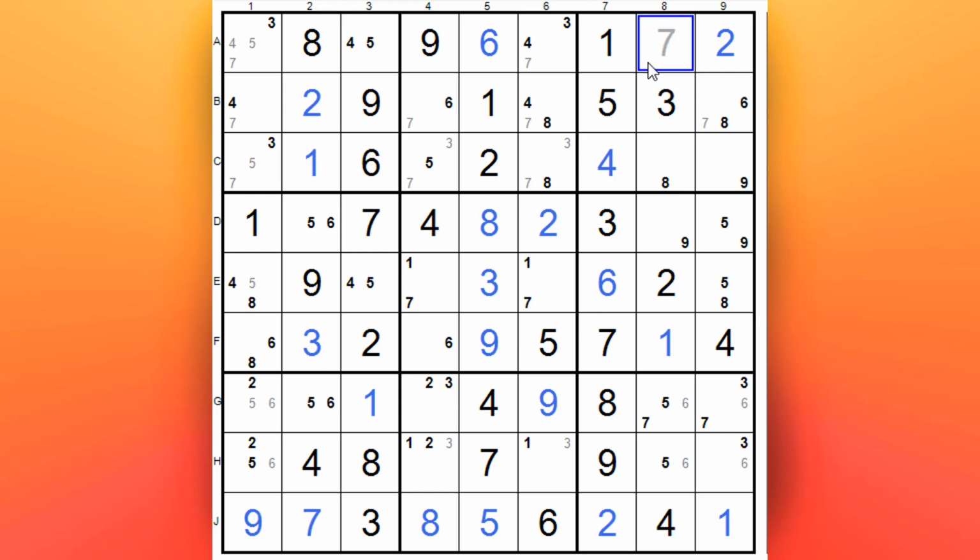Over here, take the 7. Getting rid of that one. And I'm wondering, are we going to solve this now? It'd be nice if we did. Getting rid of this 7 means that this is the only 7 left in this row, so that will be the 7 there.